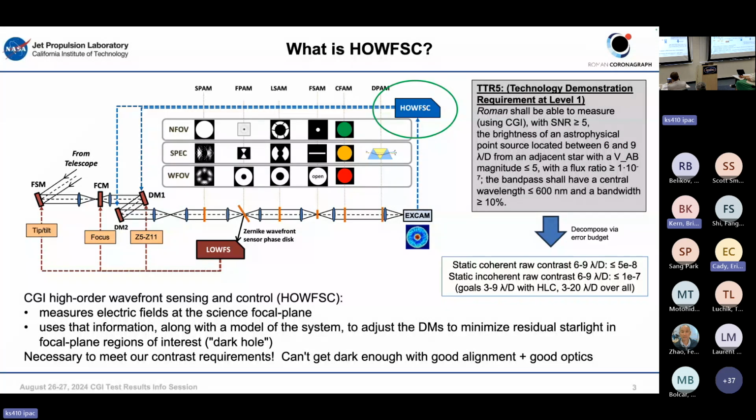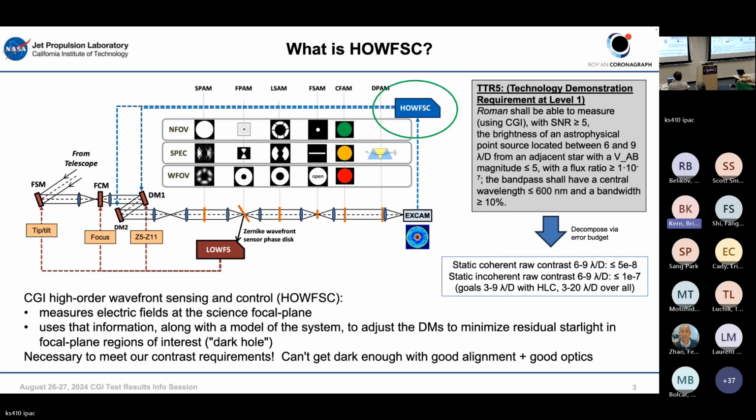And these are all over 6 to 9 lambda over D, and we have goals that we would go into 3 lambda over D with the HLC, and ideally we'd like to be able to go all the way from 3 to 20 lambda over D. That's what we have the coronagraphic capability to do. And we have to do this in order to meet our contrast requirements. You can't do well enough by just saying we're going to line everything up really nicely and get some nice optics. It will not get you to 5e-8. You have to do this sort of active correction with DMs to get there.